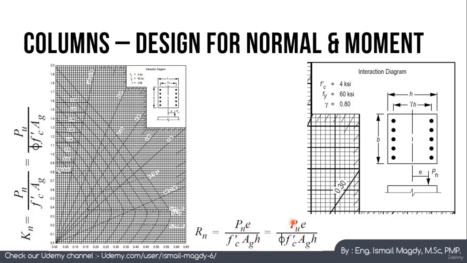Or here, if you have the ultimate moment, then it is going to be divided by phi multiplied by f'c Ag h. Using this equation, you can calculate Rn, which is in the horizontal axis here. In the vertical axis, you are going to calculate Pn over f'c multiplied by Ag, or Pu over phi f'c Ag. So based on these values, you are going to use this curve.